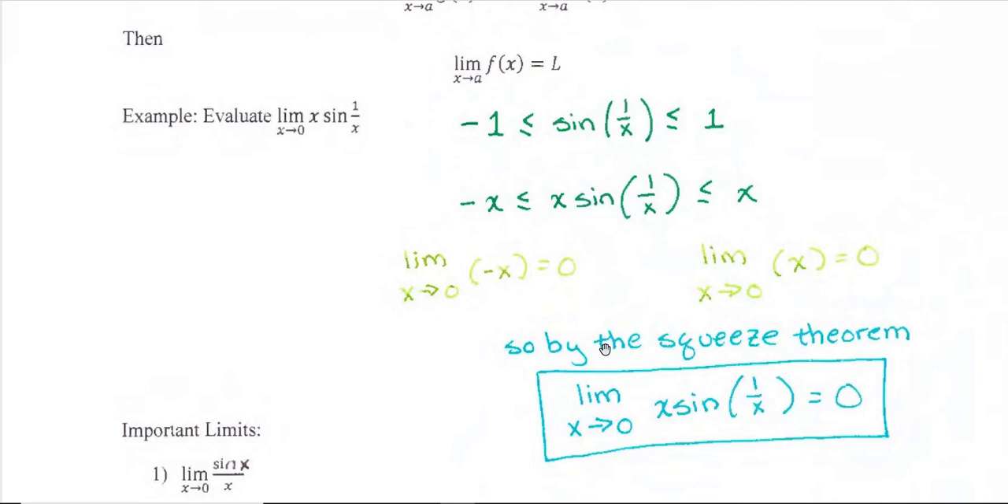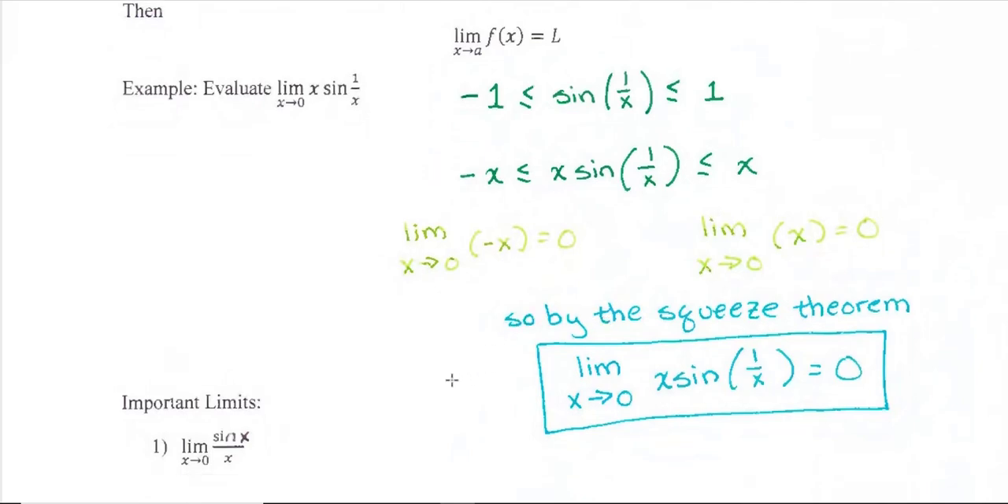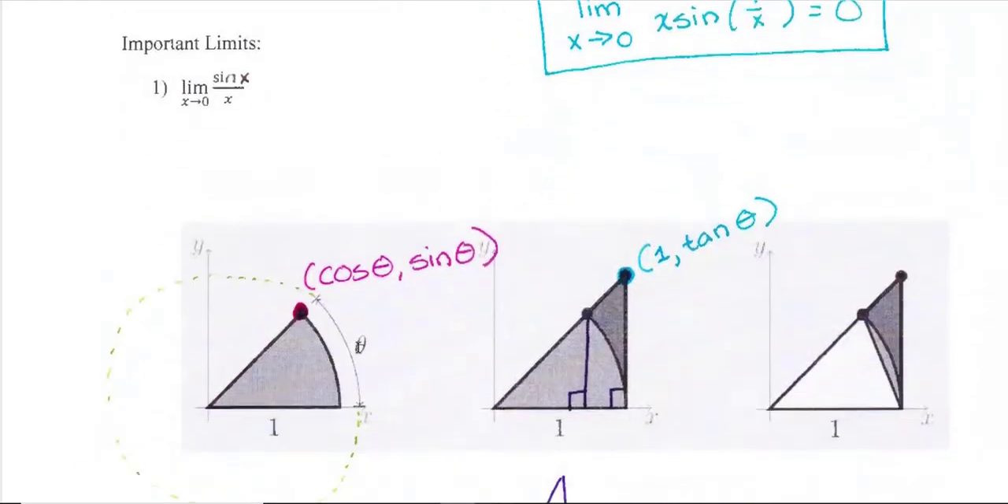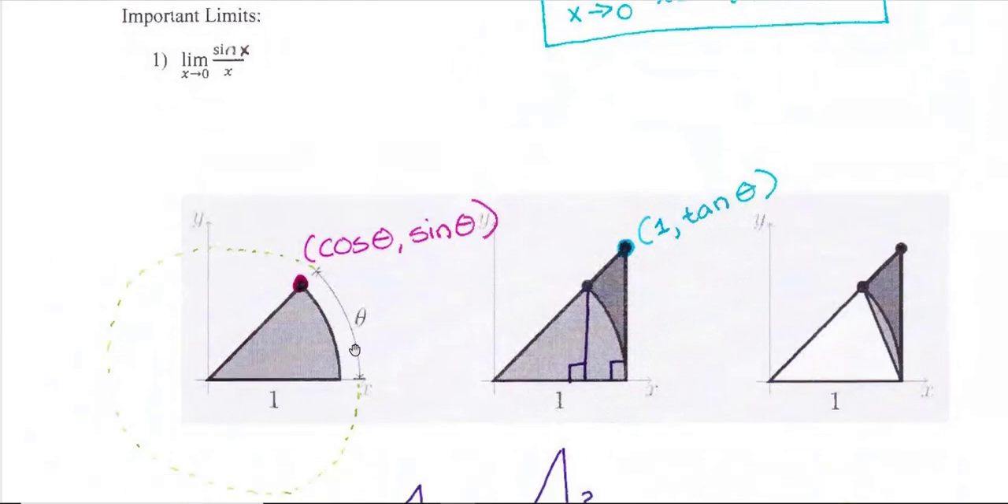There are two really important trig limits that we are going to talk about. The first one is the limit as x approaches 0 of the sine of x over x. Again, we can't do direct substitution because of this over x thing right here. So we're going to build up to what it is.